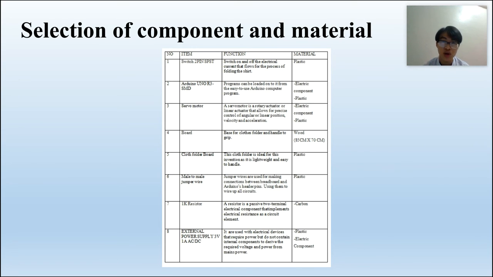So the fourth one is a board. Board is the base of the floating coating machine, and the material is wood. I use plain wood, and the dimension I mentioned there is 50 cm by 70 cm. The first one is a cloth floating wood. We want to buy one set, and the material is plastic. And then jumper wire is the connection between components, and then one K resistance. One K resistance, the material is carbon.